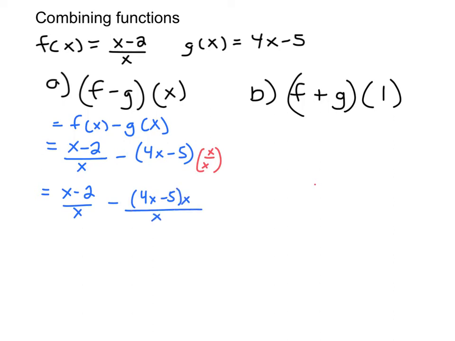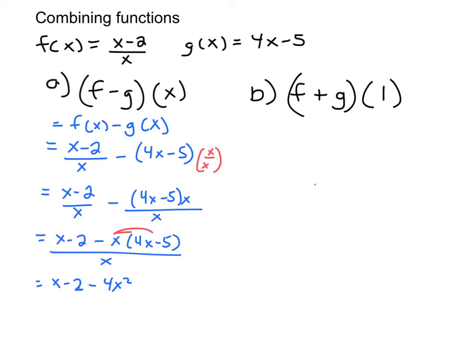Now I can bring together the fractions because they have the same denominator. So this will be x minus 2 minus, I'm just going to bring that x out front, in front of those parentheses, divided by x. Now let me distribute the negative x inside the parentheses. So I'll have x minus 2 and then minus 4x squared, and then plus 5x, because the minus x and negative 5 gives plus 5x, all that divided by x.